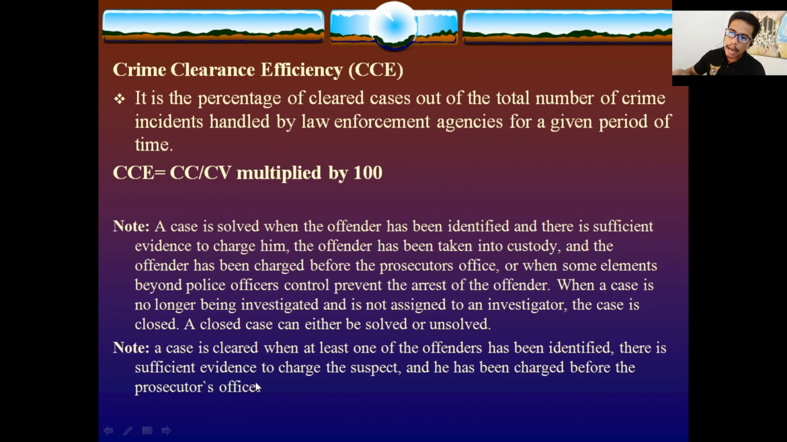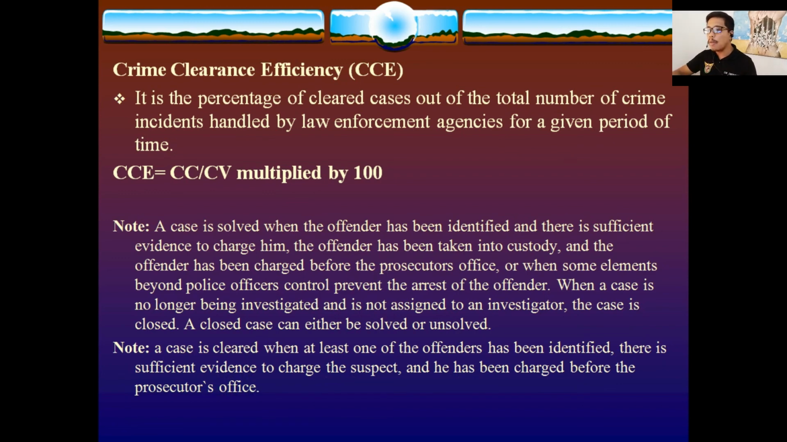If you will take a look at the difference reflected on your screen right now, you will say that the only difference between case solved and case cleared is that in case solved, the offender is already arrested. The person charged with a crime is already in custody. When you say in custody, he is already put behind bars. But in case cleared, even though you identify the person, you have sufficient evidence about the person, you have filed a complaint before the prosecutor's office, but the person to be arrested is still at large, meaning the person is still in the community.